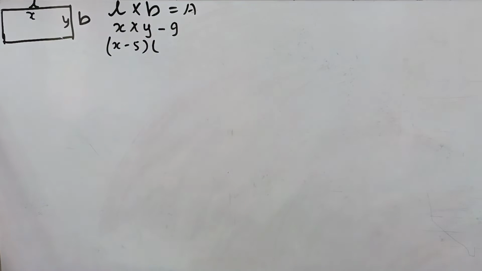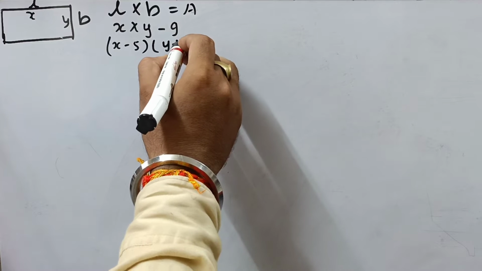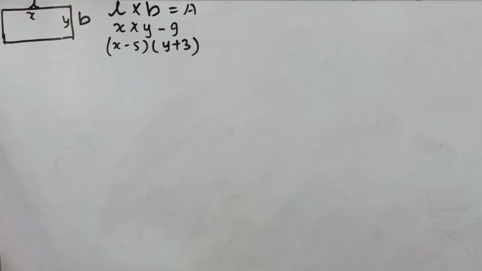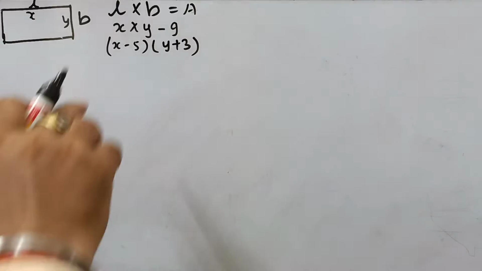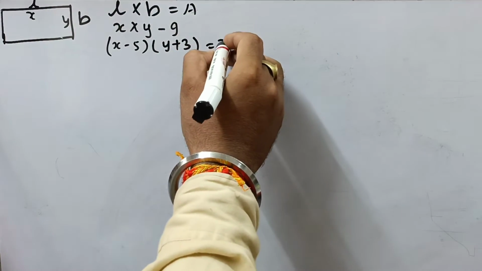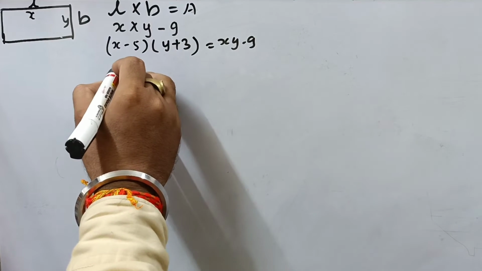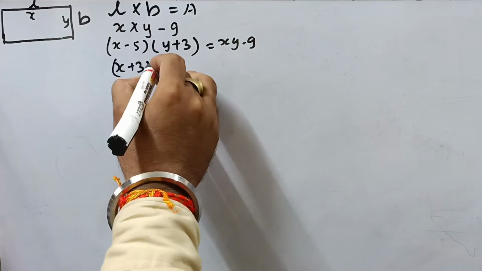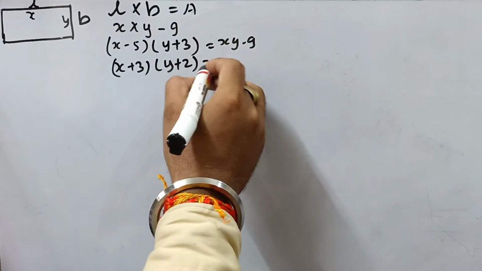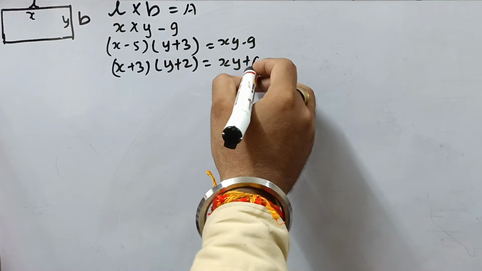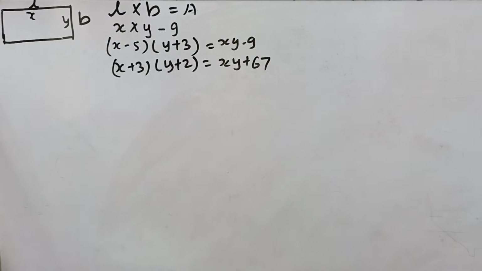Just try to understand, then I will go ahead. And breadth is increased by 3 units, so the increased breadth becomes y plus 3. If this happens, then its area will be equal to xy minus 9. This will become the first condition. Second condition: if we increase the length by 3 units and breadth by 2 units, the area will increase by 67 units. So that means x plus 3 units, y plus 2 units, then area is increased by 67 units. This will be the second equation.